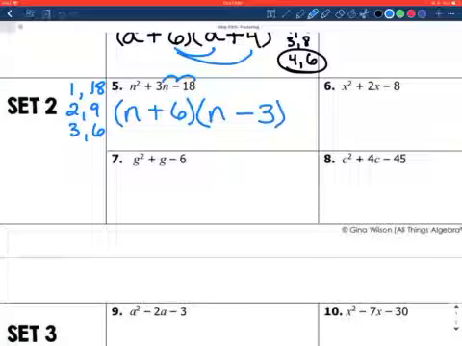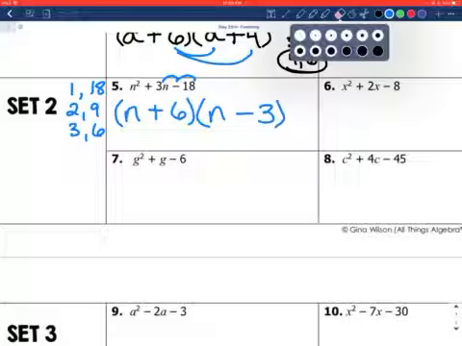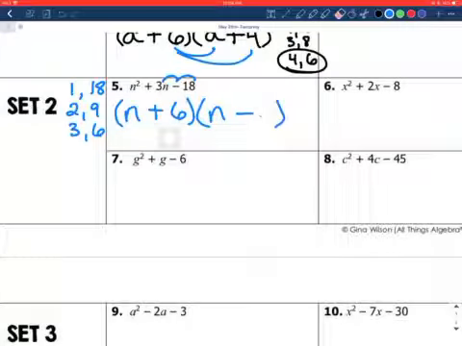And here's why. When we multiply this out, we're going to get a positive 6 in and a negative 3 in. When you add those together and combine those, you will get a positive 3 in. Okay, so this is the correct answer. I'm going to write in red what would have been wrong. So let's see here.